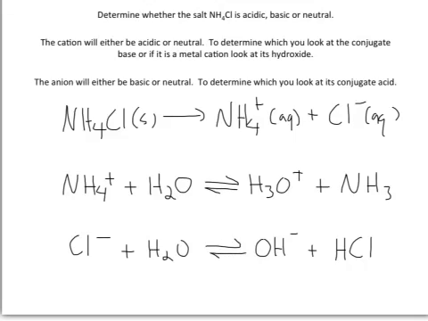So, to determine, we look at the conjugate base of ammonium. In this case, ammonia is a weak base. That means ammonium is going to be a weak acid. And so ammonium is acidic. And that means that this reaction will happen to some extent. In the case of the chloride ion, HCl is a strong acid, which means this reaction does not happen in the forward direction. HCl is a strong acid. That means chloride is neutral. Which means the salt overall contains something acidic and something neutral. So overall, ammonium chloride is acidic.